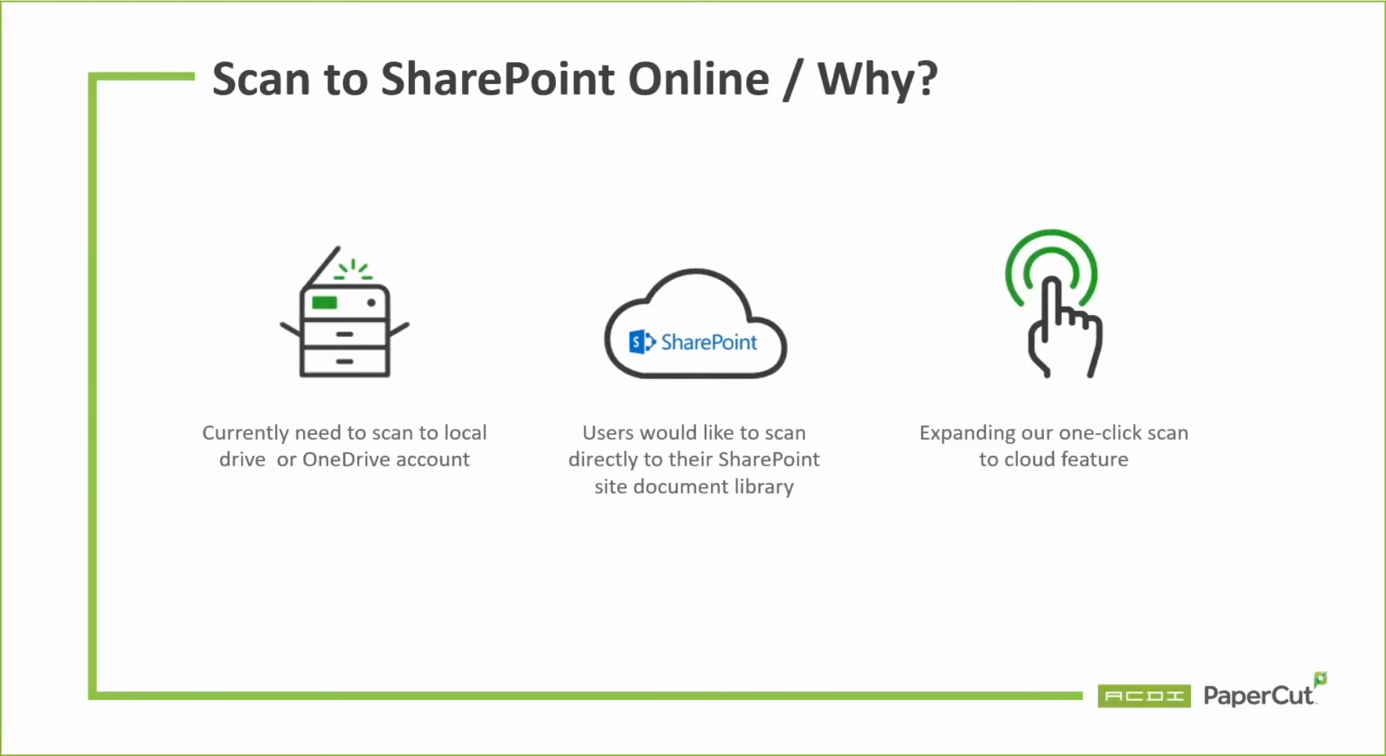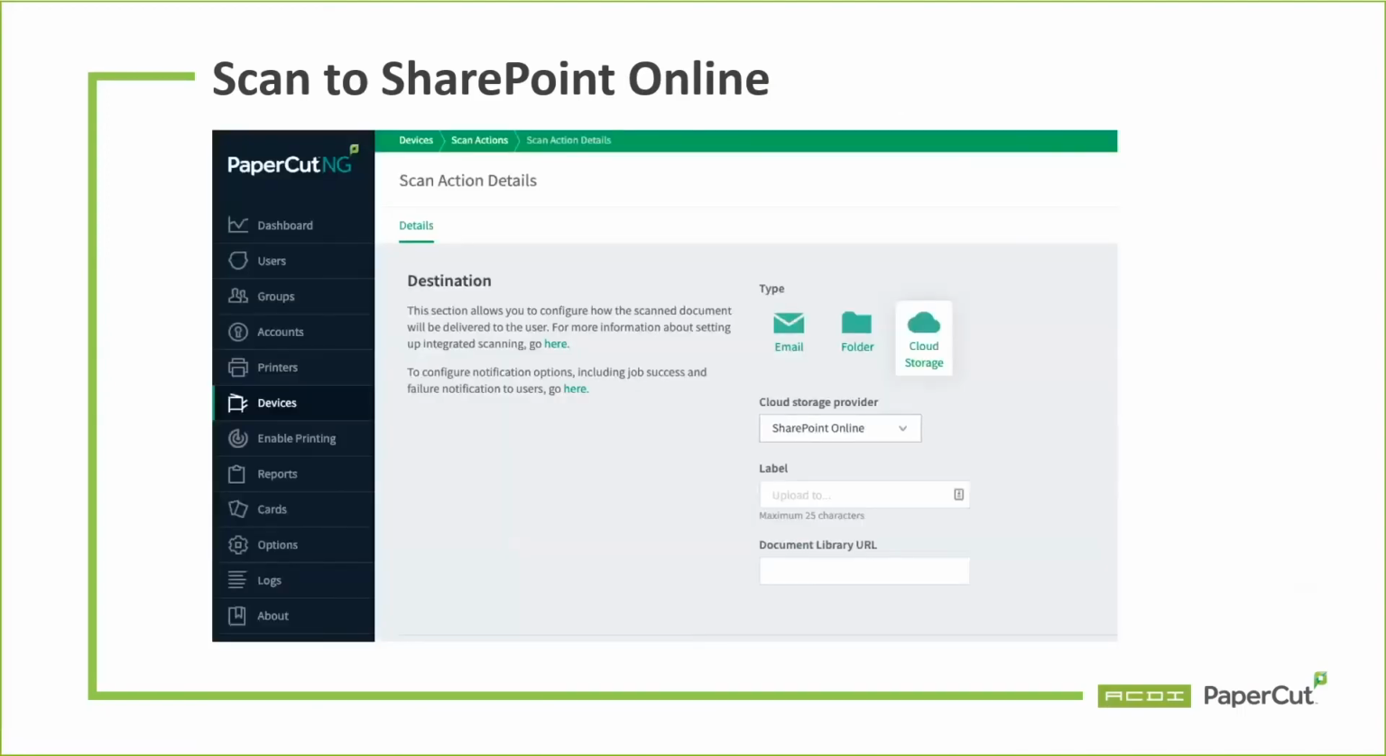If you've used PaperCut's integrated cloud scanning, then you know how easy it is to scan to a cloud destination. Now we're expanding this to SharePoint. We've got a new configuration field that's been added on the Scan Action Details page. That'll link to the SharePoint document library where you can specify destinations. This is a screenshot of what the PaperCut interface looks like when you create your scan action, which you'll find under Devices, Scan Actions.